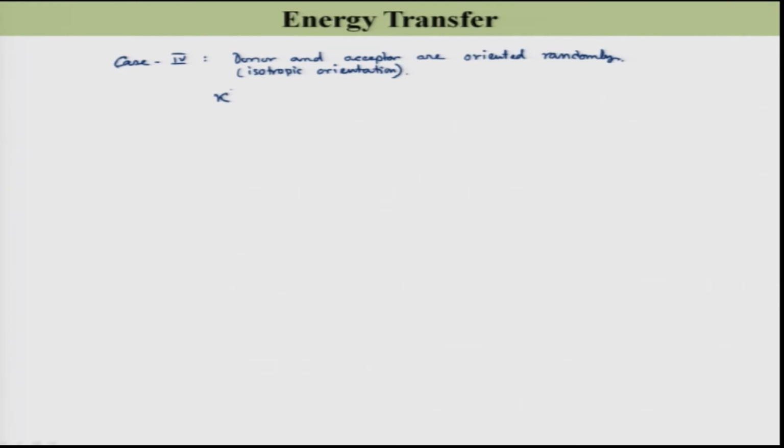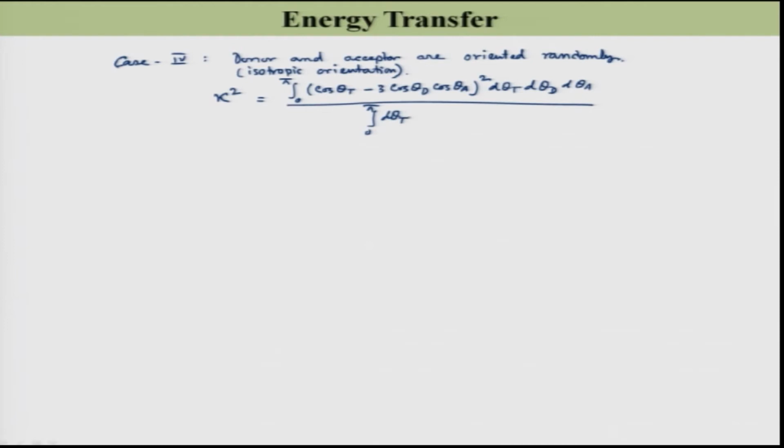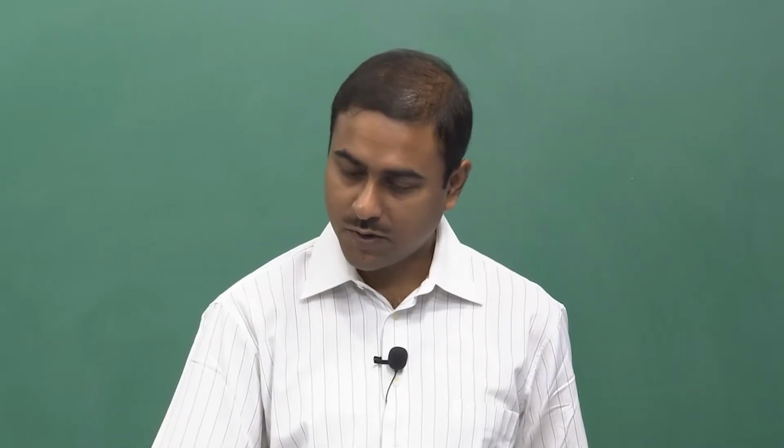In this case, kappa square is written as the average value. So, I will integrate 0 to pi of cosine theta t minus 3 cosine theta d cosine theta a, squared, d theta t d theta d d theta a, and normalize it with 0 to pi of theta t theta d theta a. And if you know, the value of this integral is very simple, which comes out to be 2 by 3.